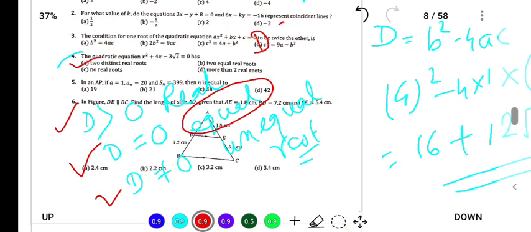One more thing: if D is less than 0, that is, the value of the discriminant comes negative, then you will get imaginary roots. That you will study in class 11, in the chapter named complex numbers. That chapter's cases will use this concept, D less than 0. Fine. Okay, just a second.